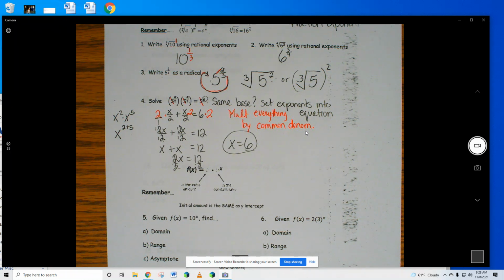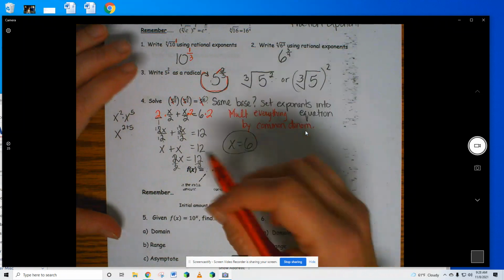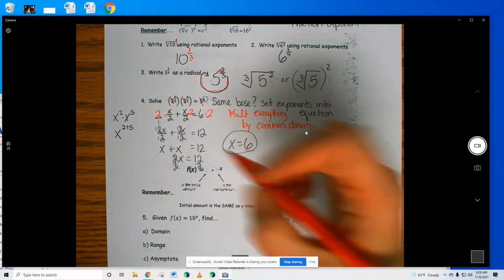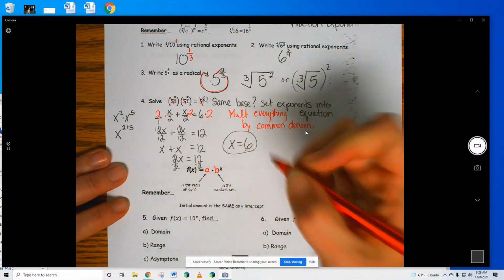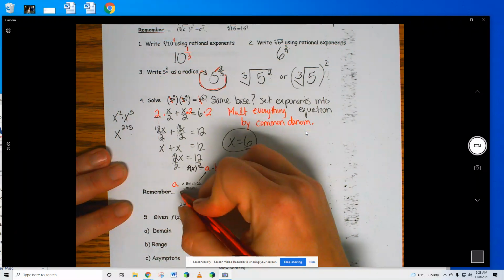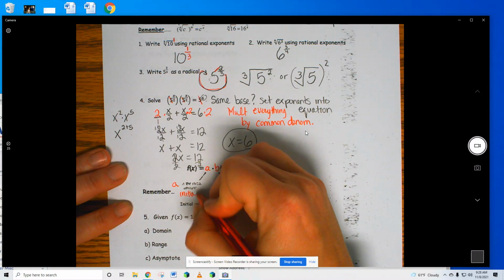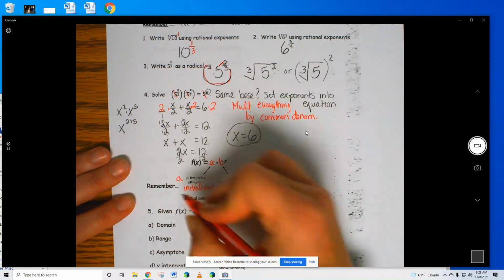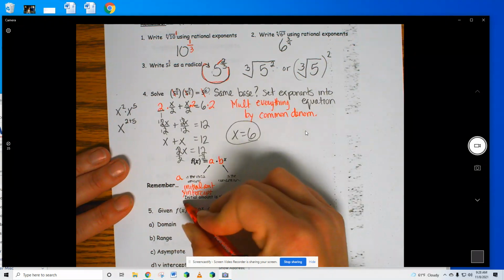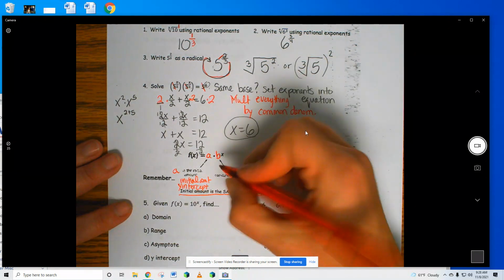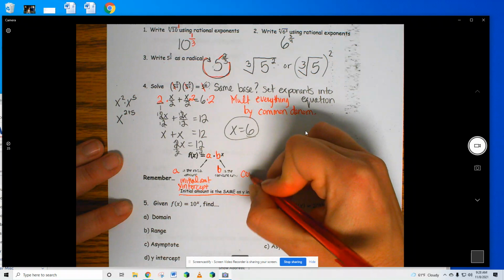Do you remember how? I'm moving on. A times b to the x power. A is the initial amount, the y-intercept. Initial amount is the same as the y-intercept. And b is the constant ratio.